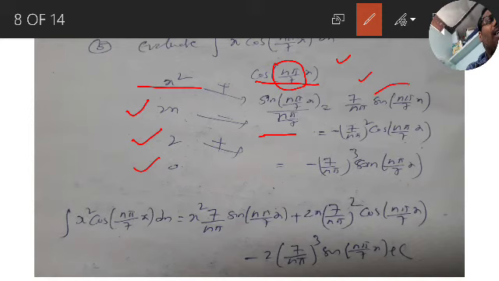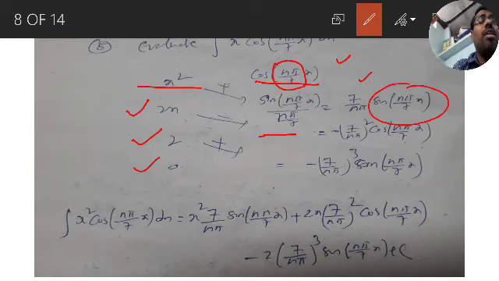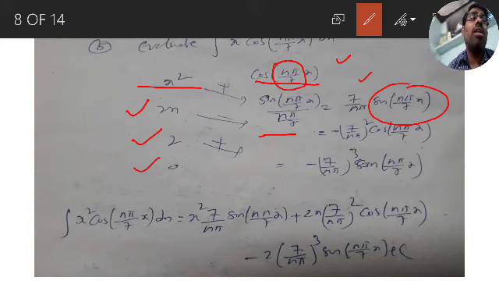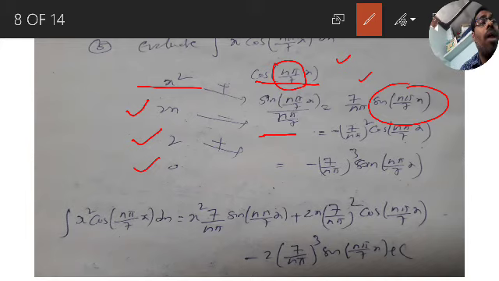Now again integration of sin n pi by 7x. Integration of sin x is minus cos x, sin ax is minus cos ax by a. So minus cos n pi by 7x by n pi by 7. If n pi by 7 comes up, it is 7 by n pi. 7 by n pi into 7 by n pi, 7 by n pi whole square, minus.